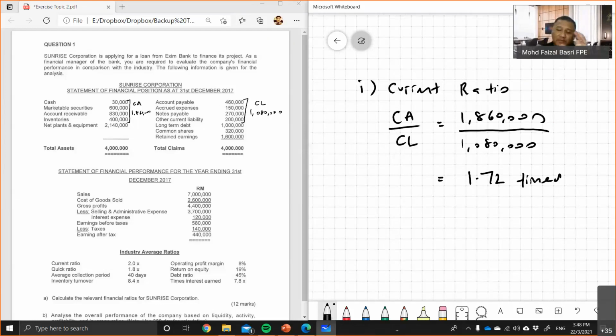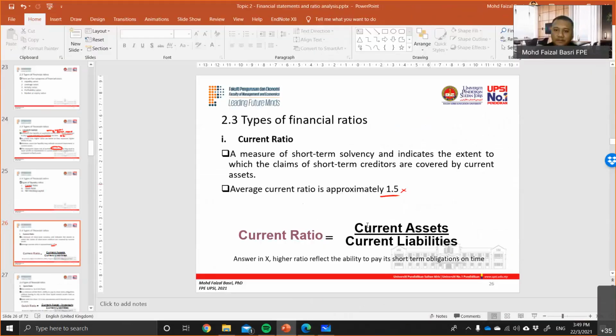Okay, every ratio memang macam tu je. You just need to multiply aja, or sometimes you have to multiply and then you have to divide and then you get the answer. Or sometimes when you divide and then you have to multiply with the 100 to get the percentage, for example. Itu je. Okay. So what does it mean by 1.72 times? Okay. So I go back to here. Okay. Kita dah dapat ratio tadi, current assets divided by current liabilities, 1.72 times.